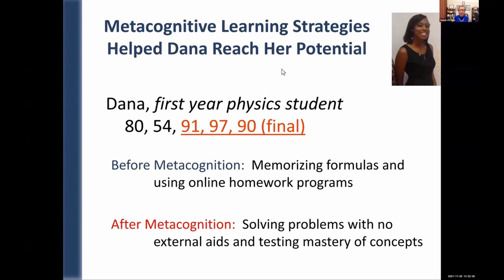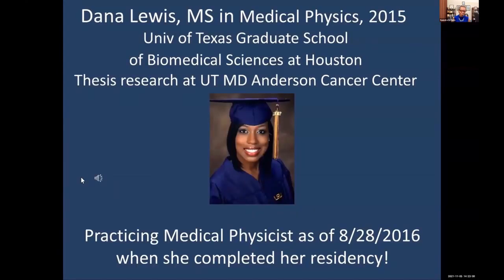And this is what we find with so many students who have done well at the secondary level. But then when they get to college, if they're not doing as well as they did before, then they get very discouraged. They think they need to change their majors. And this is what was happening to Dana. After she made the 54, she decided that physics was just not for her. And so I want you to hear about Dana's experience in her own words.